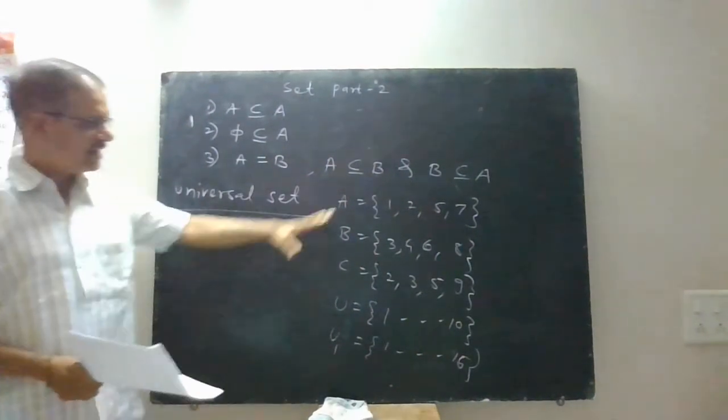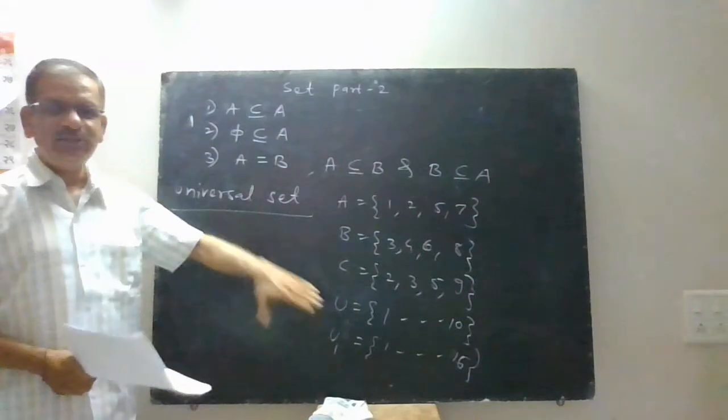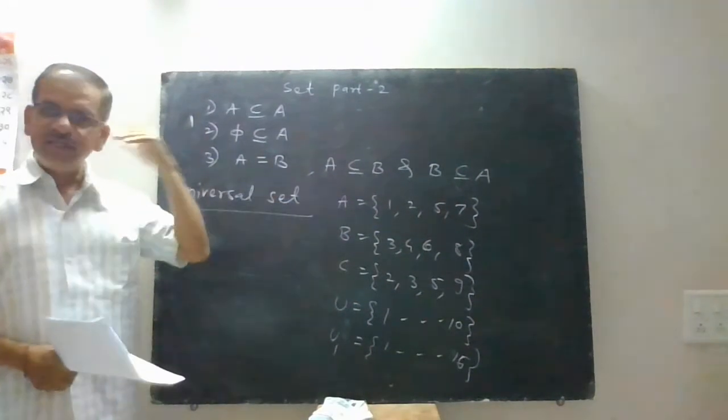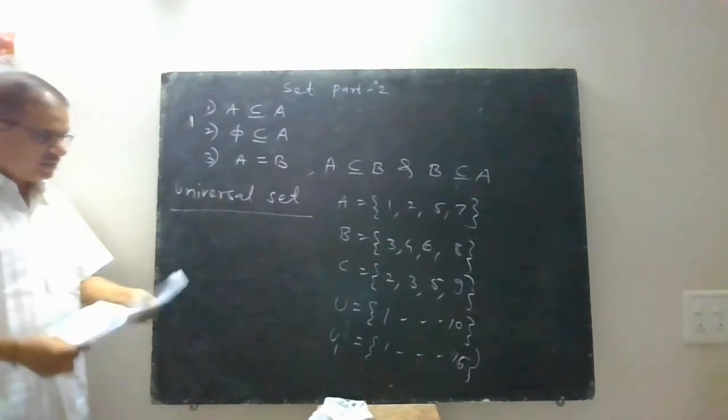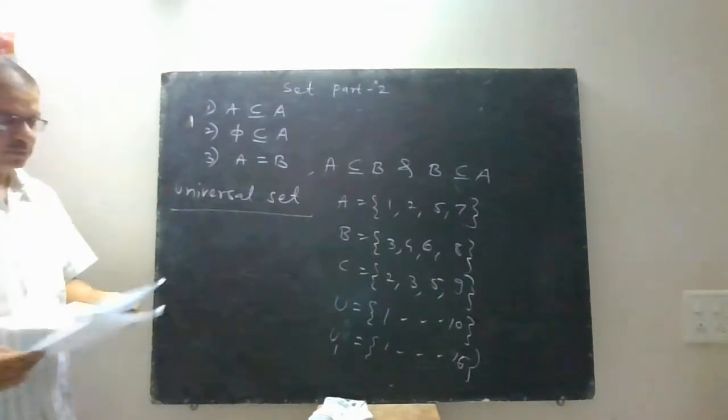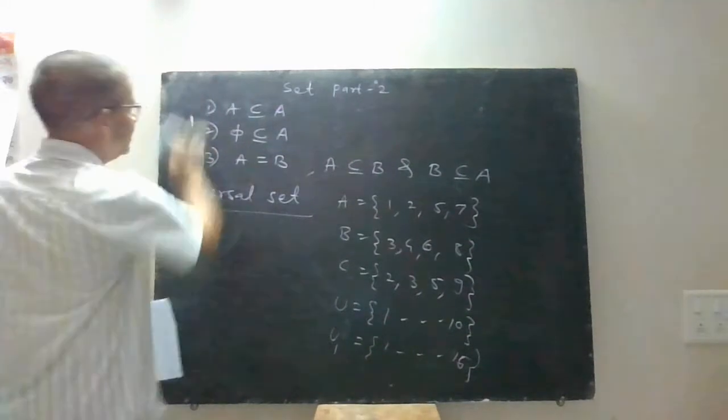So the only condition is that the set should be a bigger one, such that the sets you have in mind are subsets of that set. Now it is denoted by capital U. The next concept that we want to see is the complement of a set.